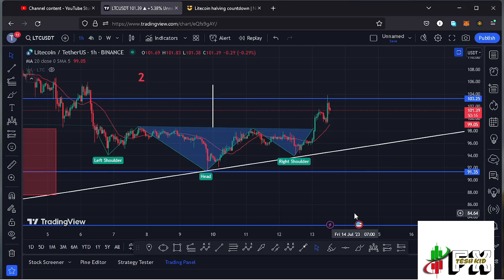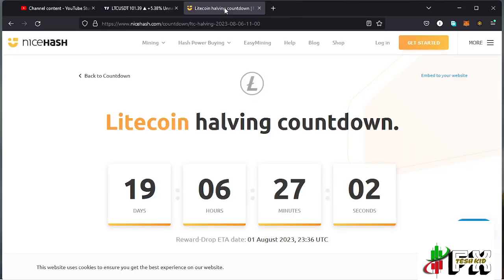First focusing on the fundamental analysis, you can see that we have 19 days, 6 hours, 26 minutes to the Litecoin halving. This is an event that is expected to bring about a lot of volatility in the market, and as a result of that, we need to keep our eyes on that halving event countdown.